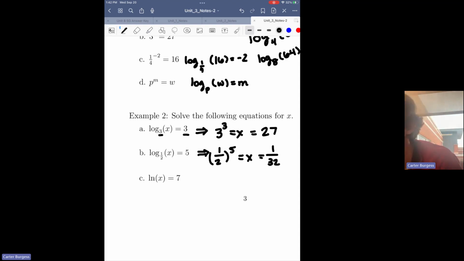So 1 over 32. And then ln of x is equal to 7. What is that base there that we assume that we know? That's going to be base e. And so how could I rewrite this as an exponential?